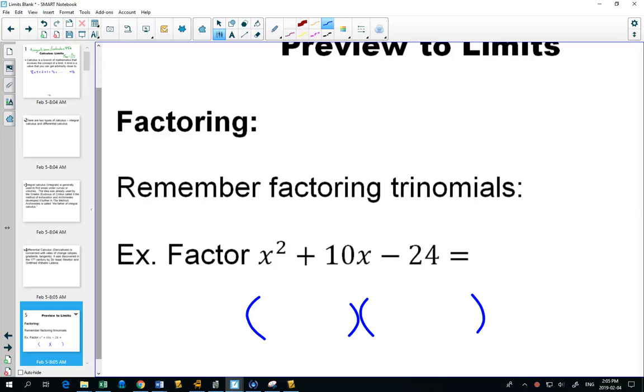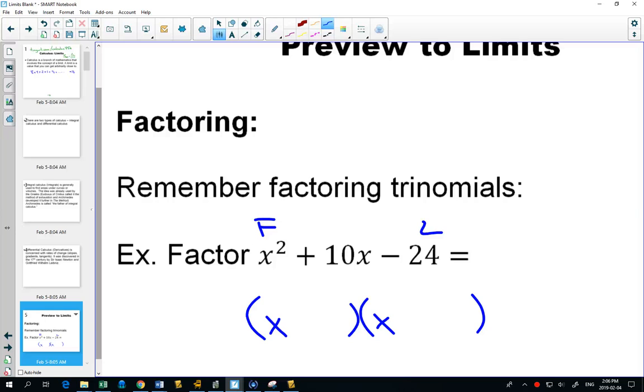Now, when you factor something, these ones here, the x squared, that x squared comes from the first terms. When you multiply the first term in the binomial, which is x, times the first term in the other one, x, you get x squared. Okay? The last ones will always multiply to get that number. So now we have some options, right? It could be 1 and 24, 2 and 12, 4 and 6.